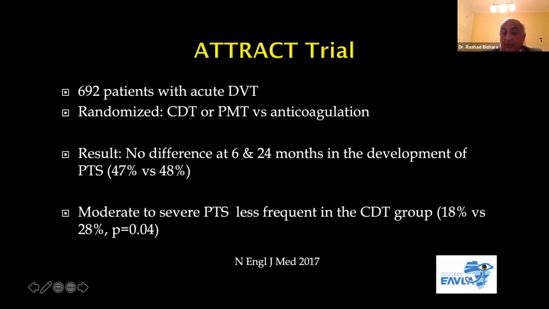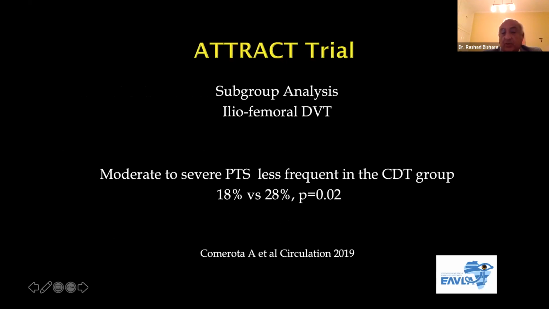Then came the ATTRACT trial, which was published in the prestigious New England Journal of Medicine in 2017. There were 692 patients with acute DVT. They were randomized into catheter-directed thrombolysis with or without mechanical methods versus the other group, anticoagulation. And the results were disappointing to everyone. There was no difference at 6, 12 and 24 months in the development of post-thrombotic syndrome. But this was regarding any post-thrombotic syndrome. Now, if this group was analyzed for moderate to severe post-thrombotic syndrome, which is really what matters, it was found that there is a significant difference, although small, between the lysis group and the anticoagulation group in favor of the lysis group.